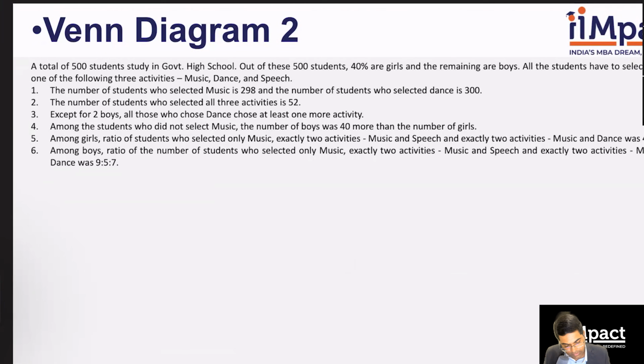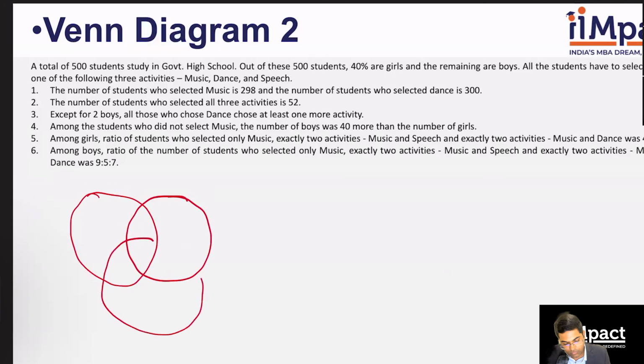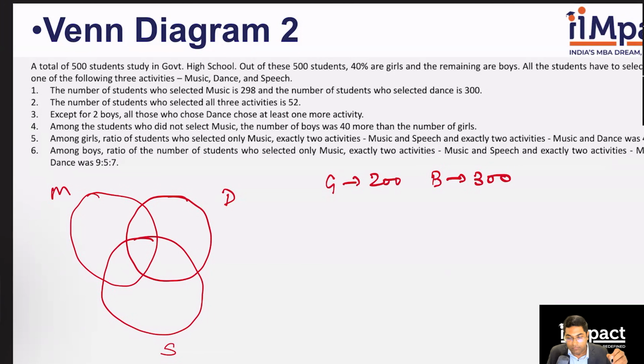All right. So we have music, dance, and speech, just 3 things. I know that girls are 200 and boys are 300. All students have to select at least one of the following 3 activities. So again, we have been clarified that the value of the variable outside is 0. Very straightforward.